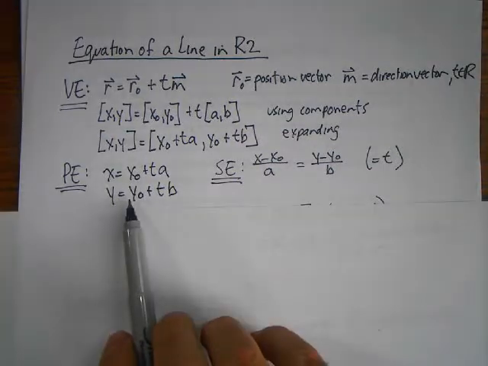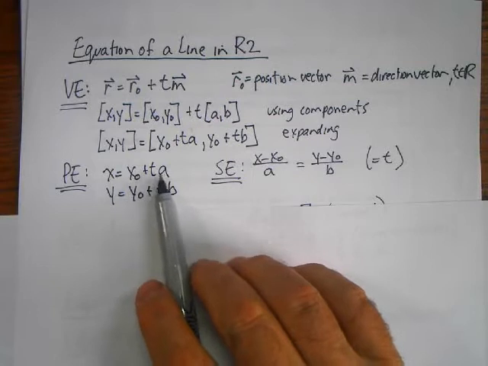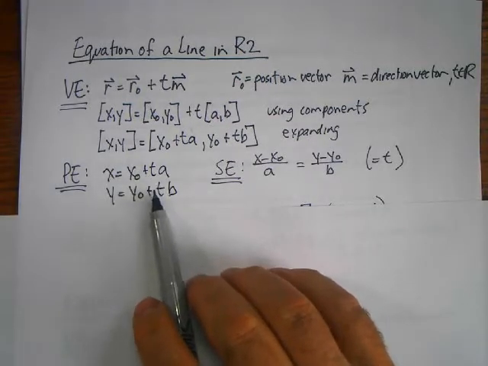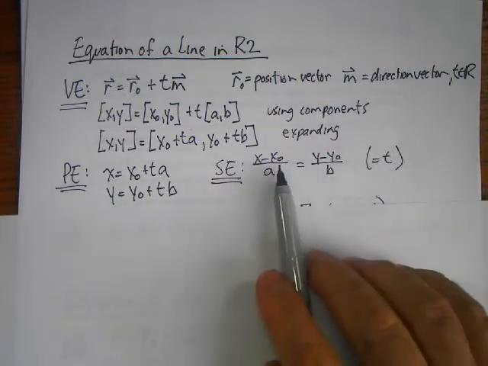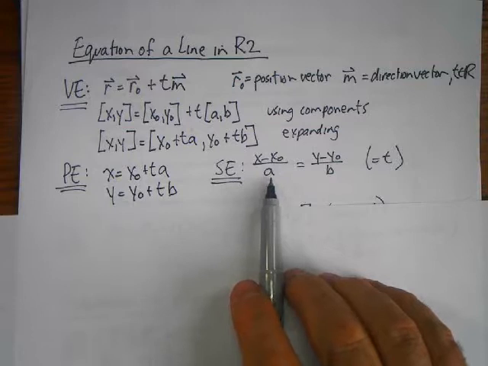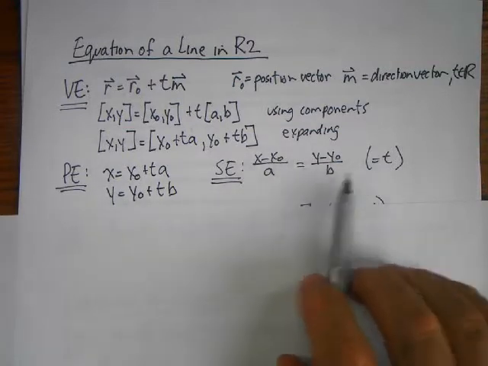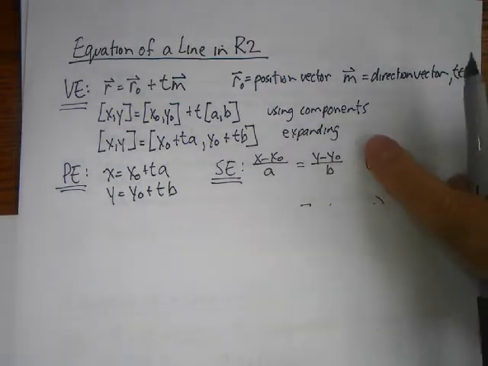Once we have parametric equations, we basically isolate each of these equations for t. For the first one, we get t is equal to x minus x naught over a. And the second equation would be this version. Both of these are equal to t, but we usually don't include that part in the symmetric equations.